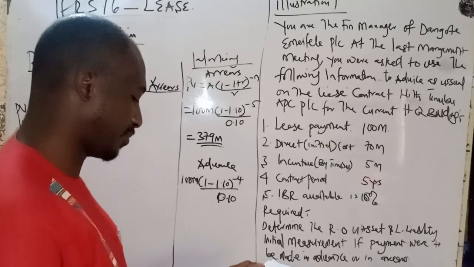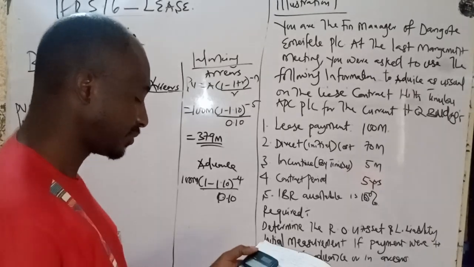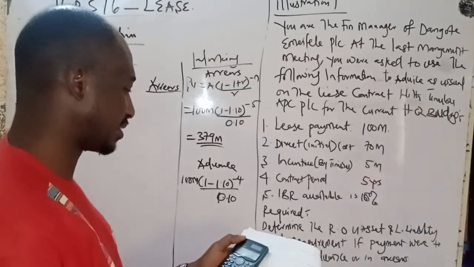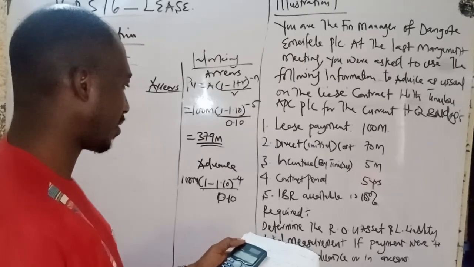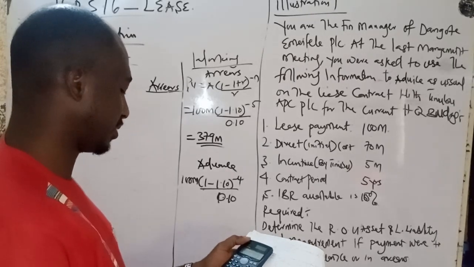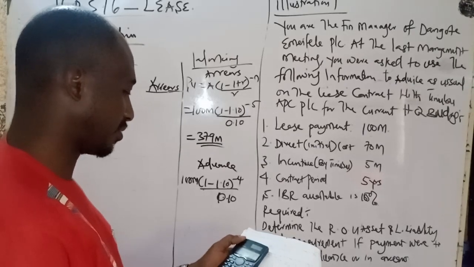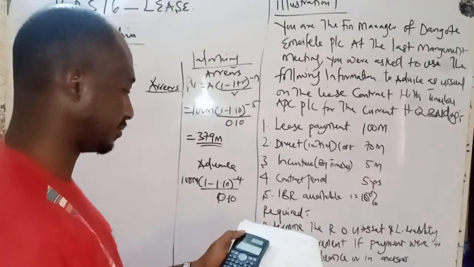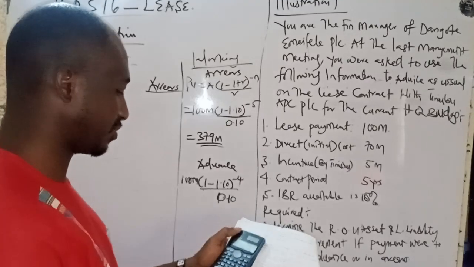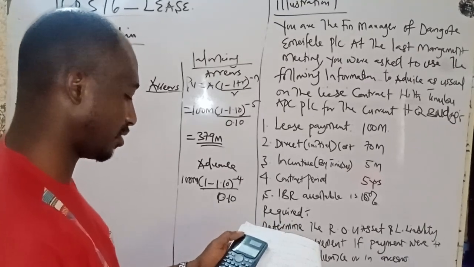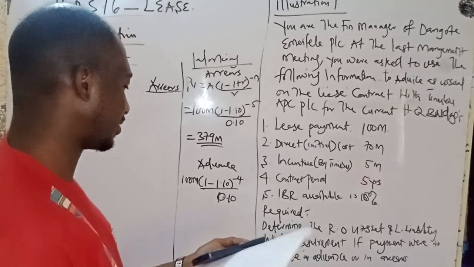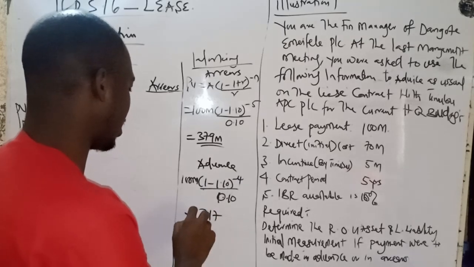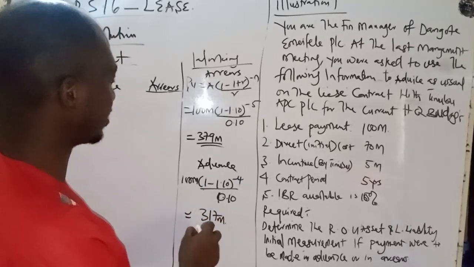So we put it again: 1.1 raised to power minus 4 to give you this answer, then minus 1 to give you this answer. Let me go back again. 1.1 raised to power minus 4 is this. 1 minus answer is this, divided by 0.1 is this. So 3.16, that is what we got. Multiply by 100, then you have 317 approximately.